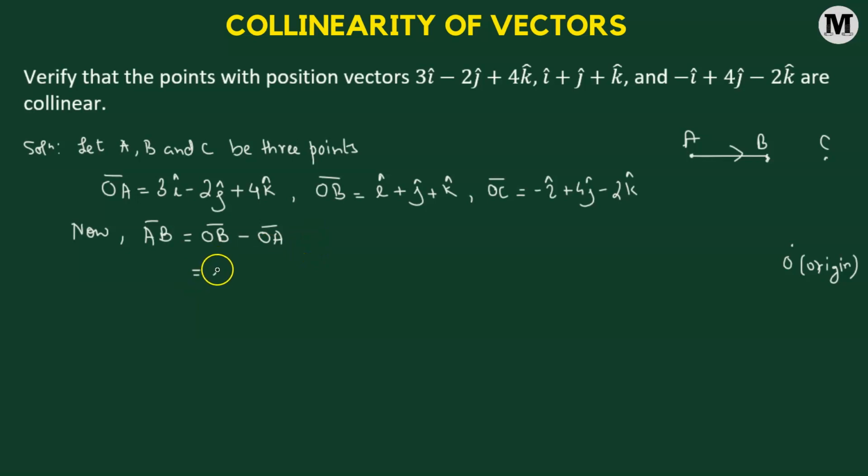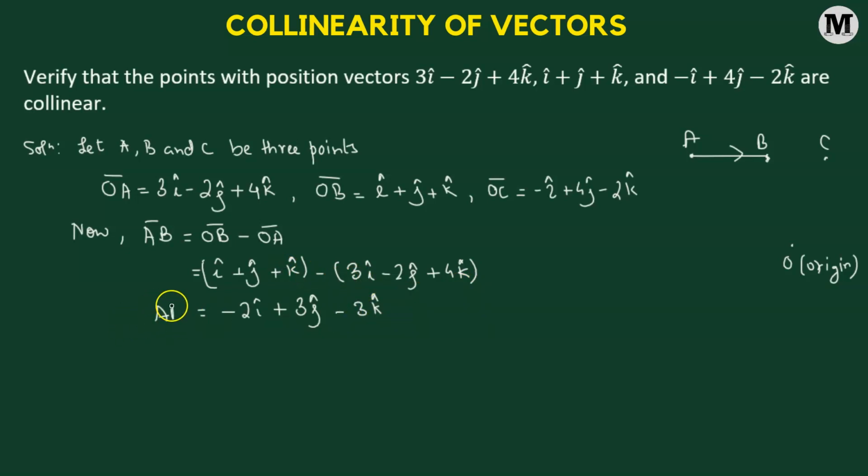Now, what is OB minus OA? Let's use the values here. We have i cap plus j cap plus k cap, the position vector of point B, and from here we subtract the position vector of point A, 3i cap minus 2j cap plus 4k cap. This will be equal to: i cap minus 3i cap is negative 2i cap; j cap minus negative 2j cap gives us 3j cap; and k cap minus 4k cap is negative 3k cap. So this is the vector AB. We're going to label this as number 1.